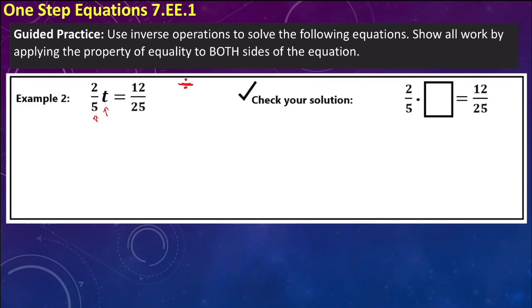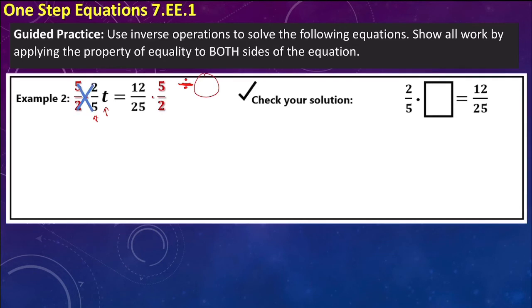Division. Now with division, you have to be able to flip the fraction, right? You have to flip the second fraction. So if we're going to divide both sides by 2/5, we better flip 2/5. So we're going to make it 5/2, right? Which is the reciprocal of 2/5. And then what you do to one side, you do to the other. So we're going to multiply both sides by 5/2.